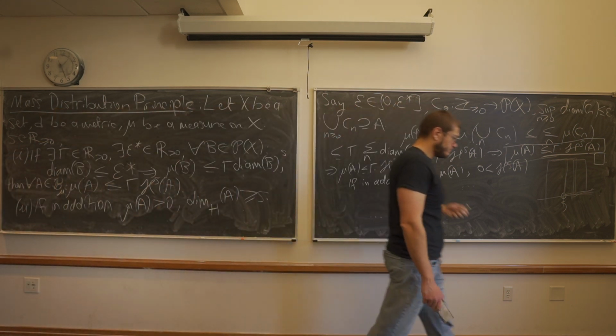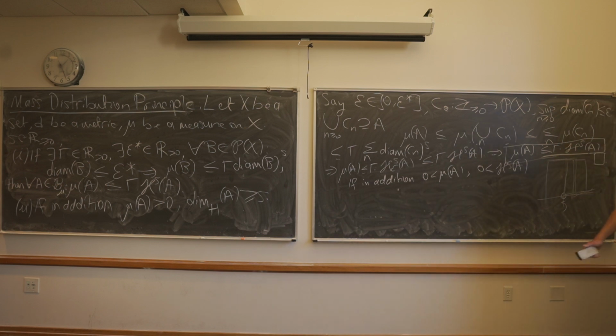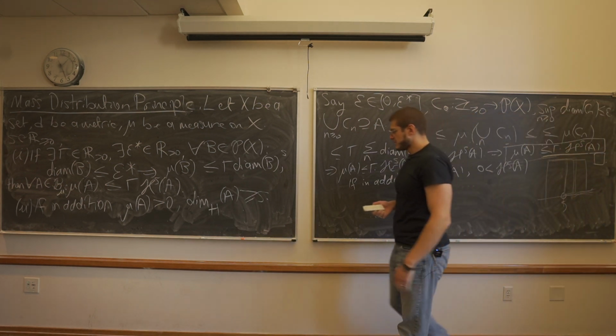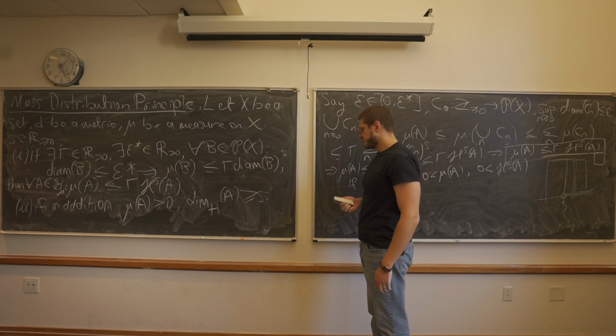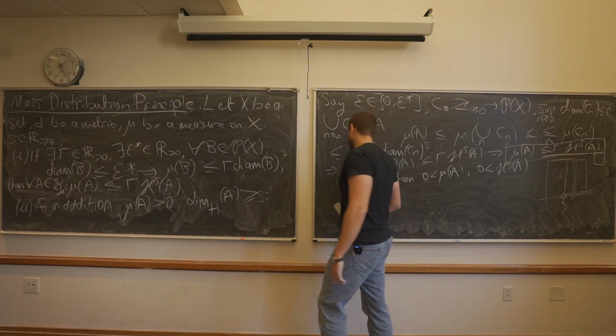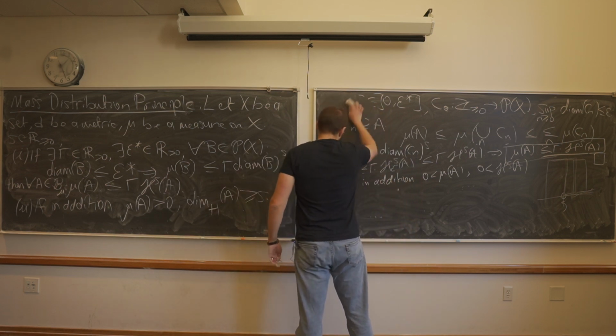And part of the proof is to come up with this measure. So that's the first item. The second item is going to be this covering lemma. Let me write that as well.